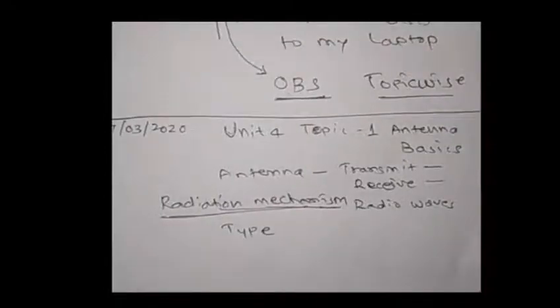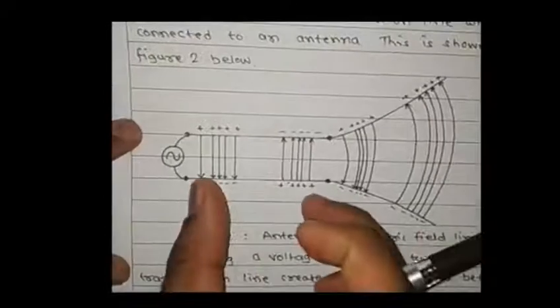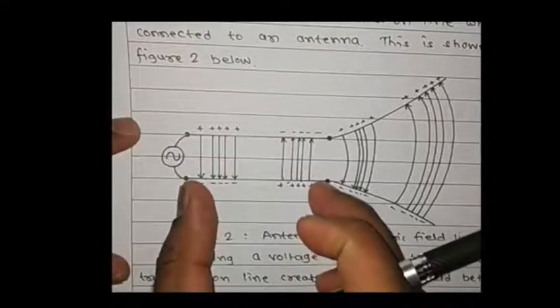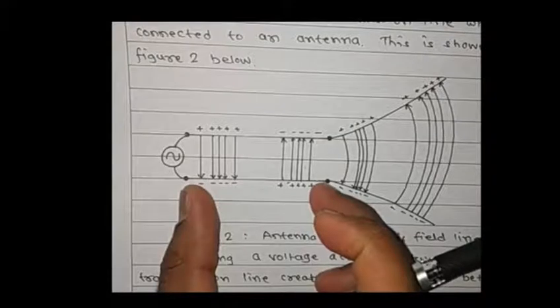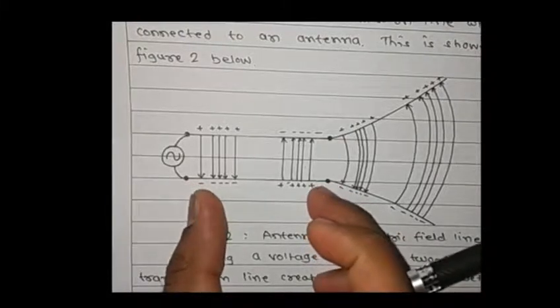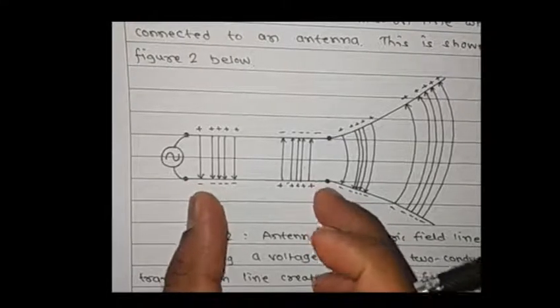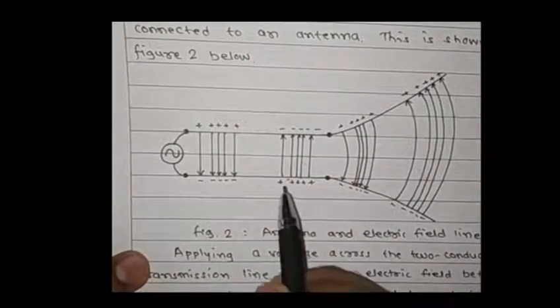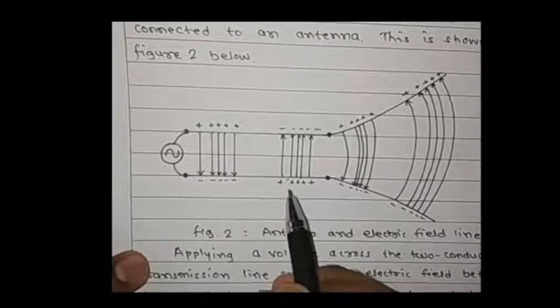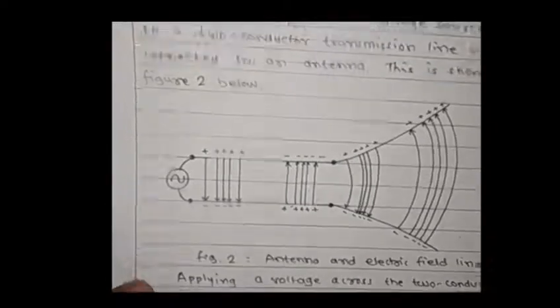Once the electric field lines are generated inside the transmission line, these field lines are tangent to the point at which they are generated, and their strength is proportional to the electric field intensity. The electric field lines of force have a tendency to act on free electrons.